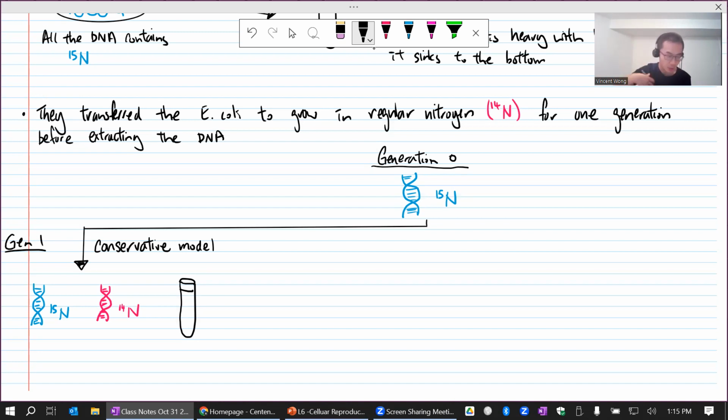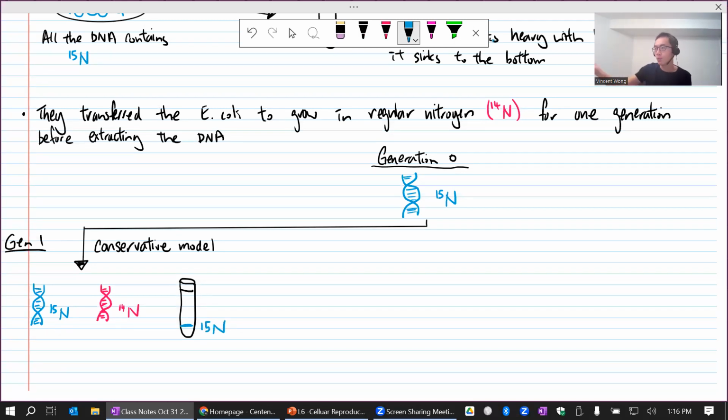Don't think too hard. Just give me your gut feeling. Okay, where do you expect to see the DNA? Where will these be? Is it at the top? Is it at the middle? Or is it at the bottom? That's right. You will have the N15 at the bottom, just like before, right? Because that's the heavy stuff.